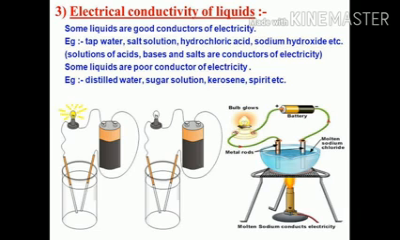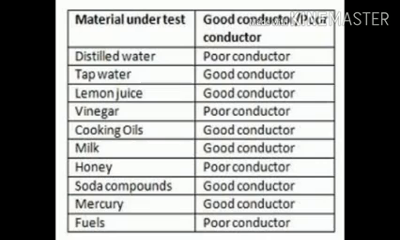Before we start with the other processes in the chapter, let us first understand the electrical conductivity of liquids. Some liquids are good conductors of electricity, such as tap water, salt solution, hydrochloric acid, sodium hydroxide, and so on. Solutions of acids, bases, and salts are called conductors of electricity, whereas some are poor conductors, such as spirit, kerosene, and so on. In the upcoming image, there is a list of the good conductors and the poor conductors of electricity. Go through it properly and understand it.